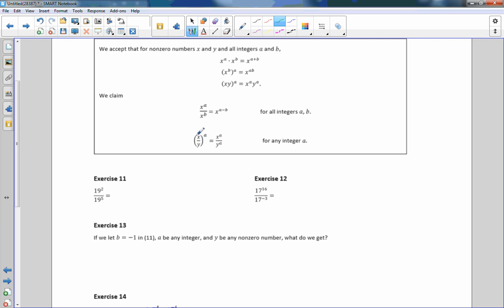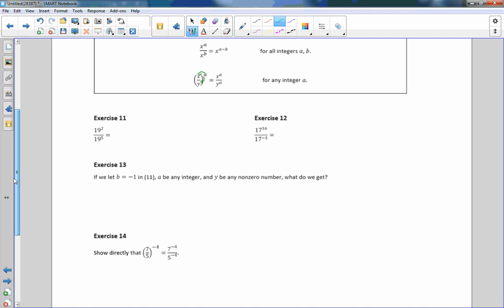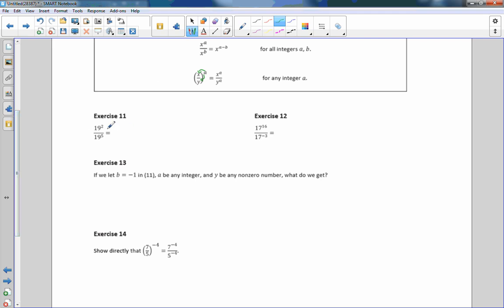And if we have a fraction in parentheses, the power a will get distributed to the numerator and the denominator and give us x to the a over y to the a. So now we're going to use these rules. I'll leave those right there. If you want to try these now after that explanation, see if you can do exercises 11 through 14. Pause the video and then come back.